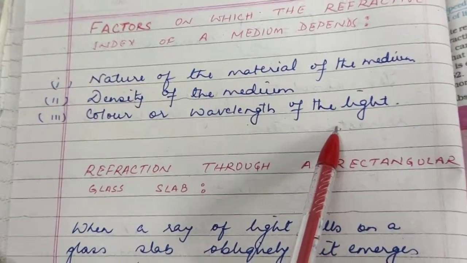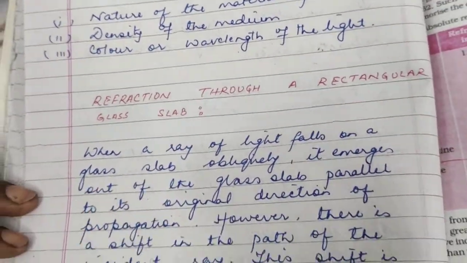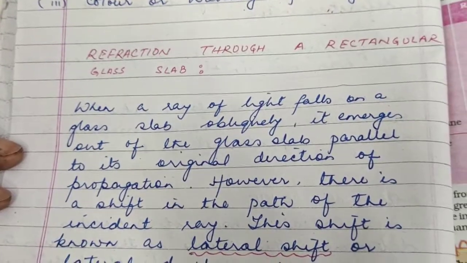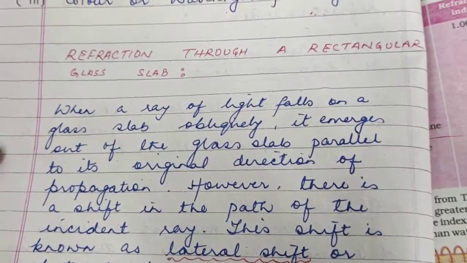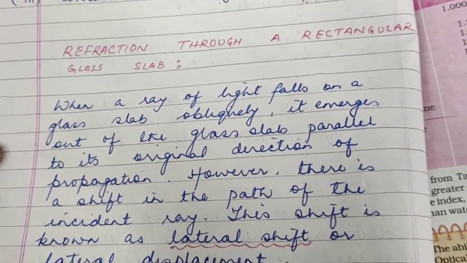It is minimum for the red light and maximum for the violet light, which we don't have to go into in detail in this class. Now another topic which we will be dealing with now is refraction through a rectangular glass slab.